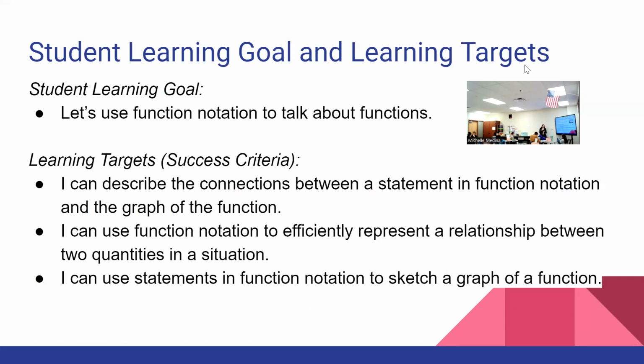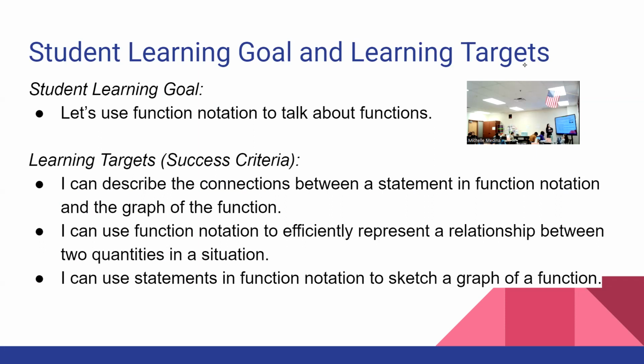Using function notation to represent a relationship between two quantities: one is always an input and one is always an output. One is always independent, the other one's always dependent. Usually the independent one is time, not all the time, but it's hours, weeks, minutes, something that is time, or it could be the number of patties, like we saw in the example, or number of books, something that's independent.